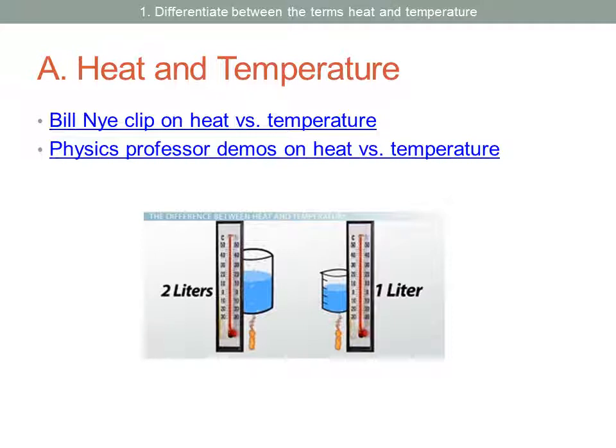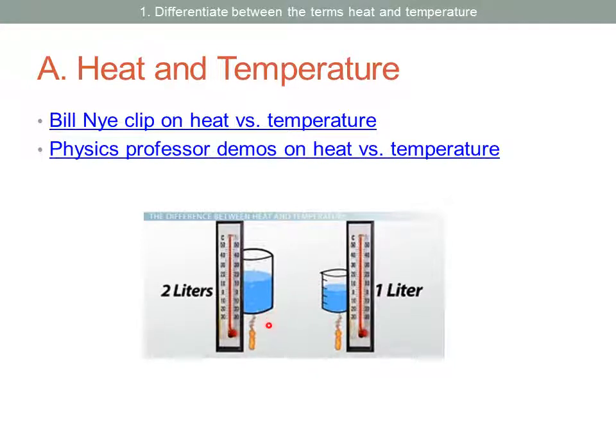I also have a picture here to help us demonstrate the difference. What we see here are 2 beakers of water. One contains 2 liters of water, the other contains 1. And the picture is supposed to show that they're both boiling. And so they're at the same temperature. I know you can't really see the thermometers here, and I don't even think these thermometers are labeled right. But they're both supposed to be 100 degrees Celsius. So both of these beakers of water are at 100 degrees Celsius.